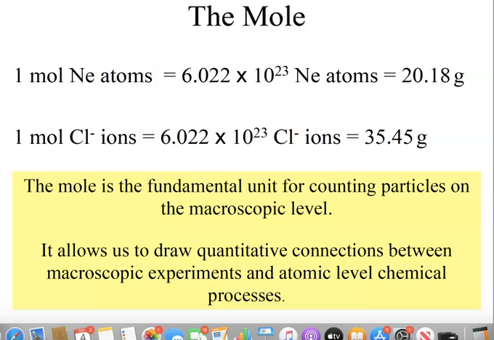20.18 grams. Now, in AP, we know the Avogadro's number to 4 significant figures, so we can write atomic masses or molar masses to 4 significant figures. If we're going to use this in a calculation, we get to keep 4 sig figs. 1 mole of chloride ions, that would be 6.022 times 10 to the 23 chloride ions, is 35.45 grams.